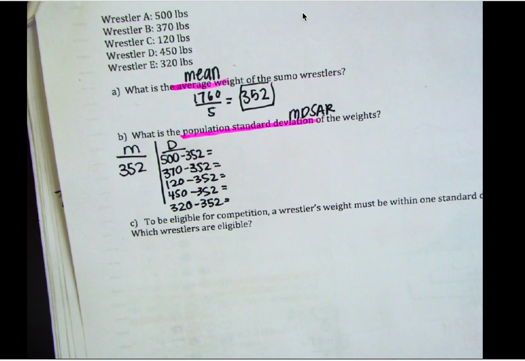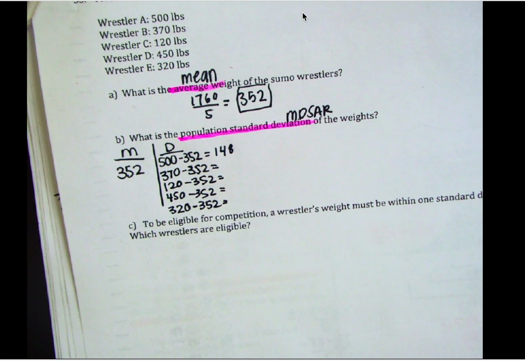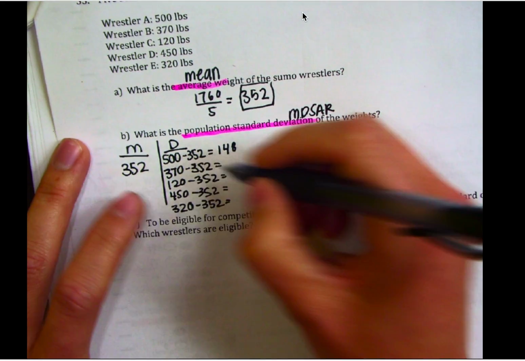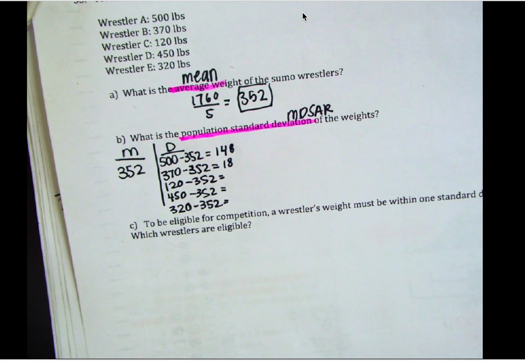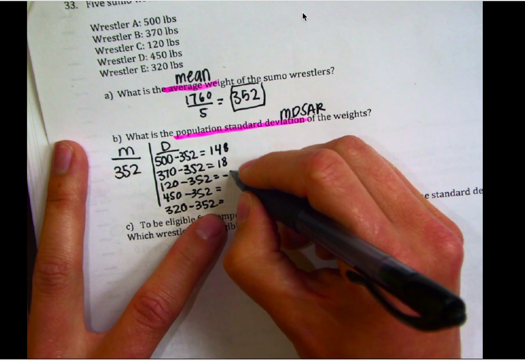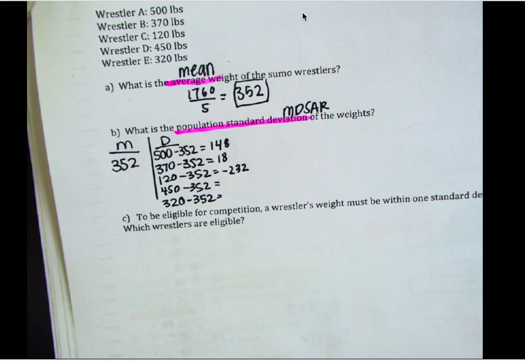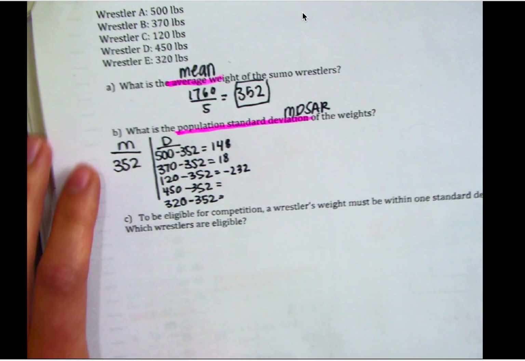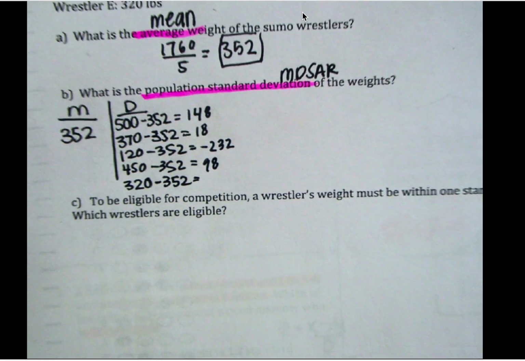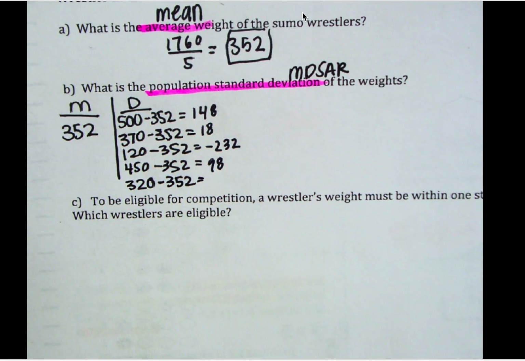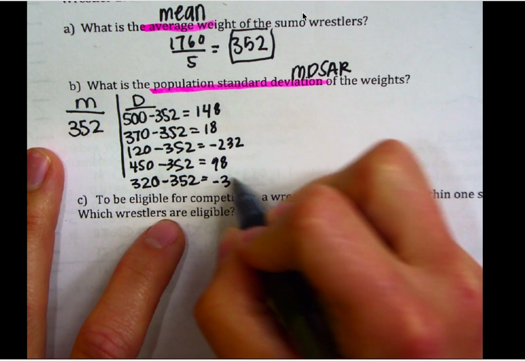So 500 minus 352 gives us 148. 370 minus 352 is 18. 120 minus 352 is negative 232. 450 minus 352 is 98. Zoom in, kind of writing small. And 320 minus 352 is negative 32.